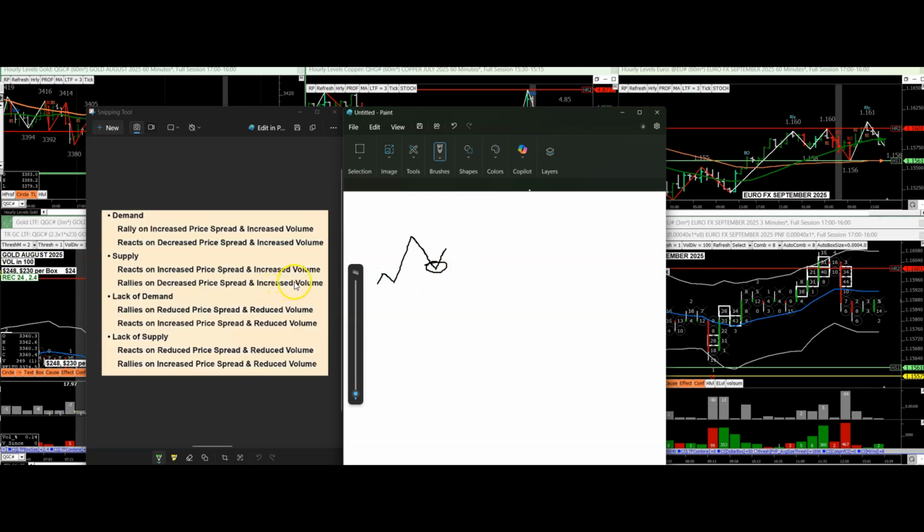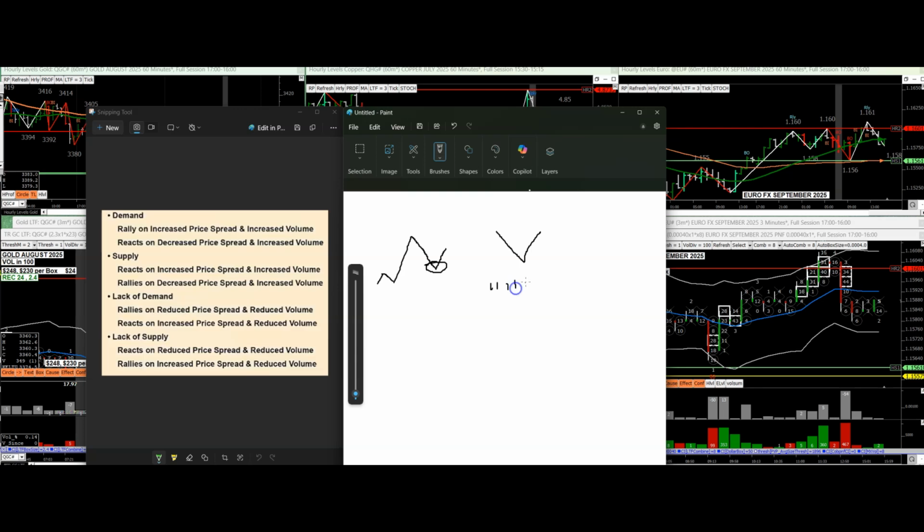So from the basic Wyckoff guidelines, you know that it rallies on increasing price spread and increasing volume. What that means is that when demand comes in, one way to identify it is price and volume increase. But I'll show you some other things. Now here's the thing that you need to know: typically that increased price spread and volume.